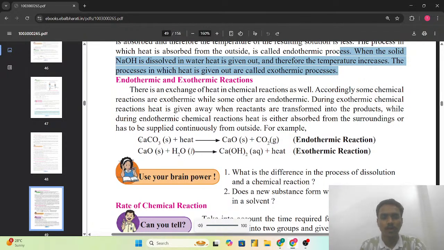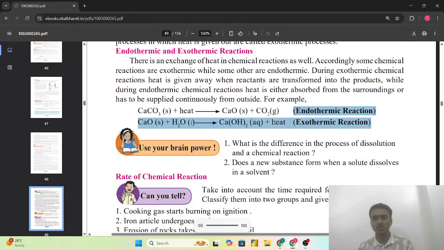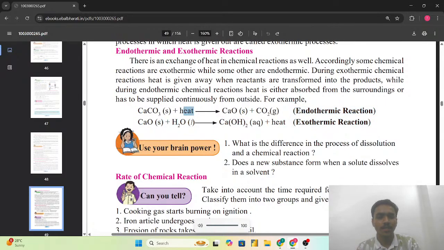For example, as we have seen earlier, when we provide heat to calcium carbonate, it leads to the formation of calcium oxide, and carbon dioxide gas evolves. This is an endothermic reaction, because we are providing external heat to it. As we have seen, we use a Bunsen burner to provide external heat to perform such chemical reactions. Here we are providing heat to the reactant, so it classifies into the category of endothermic reactions.